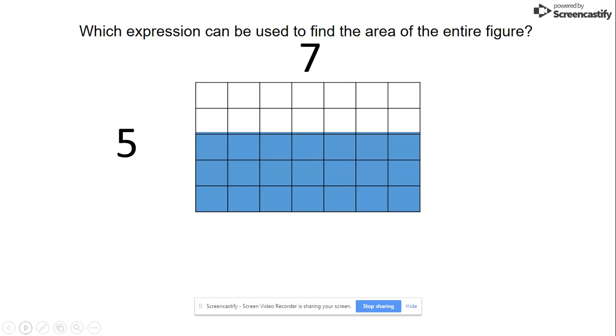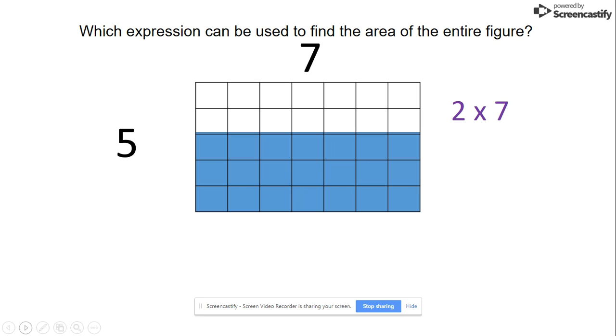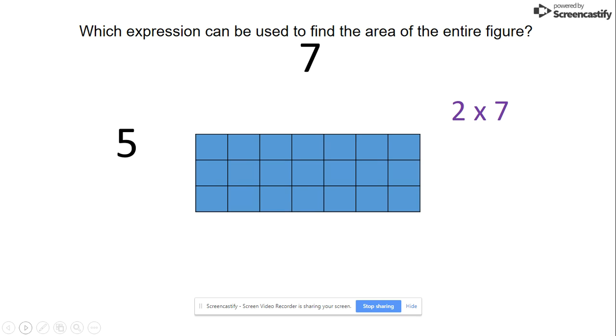So I'm going to shade in just that bottom part. And I want to write an equation for both parts of this rectangle now. Looking at just the top, I can see that I have 2 rows of 7, so I would write 2 times 7. And now I want to write an equation for the bottom half of this figure. So I have 3 rows of 7 on the bottom, so I would just write 3 times 7.